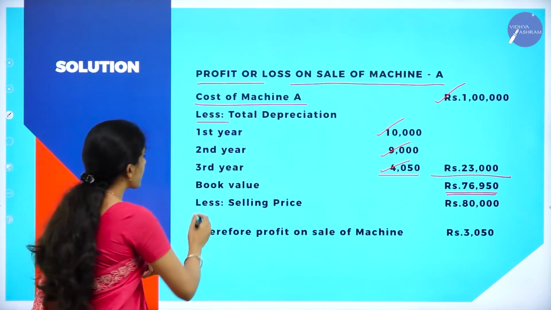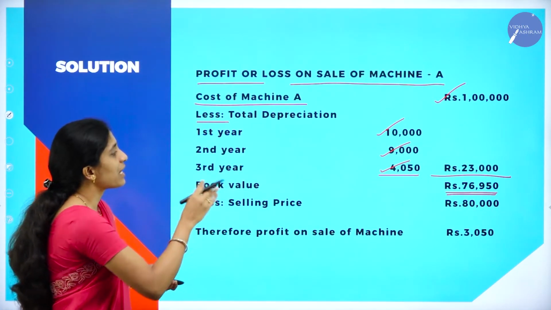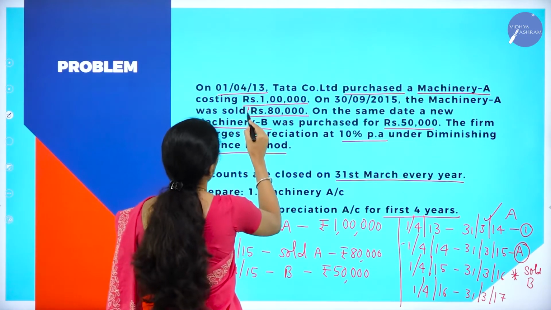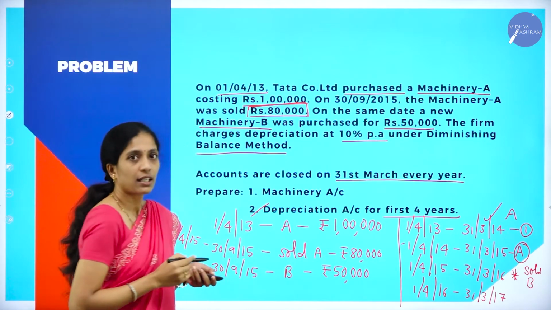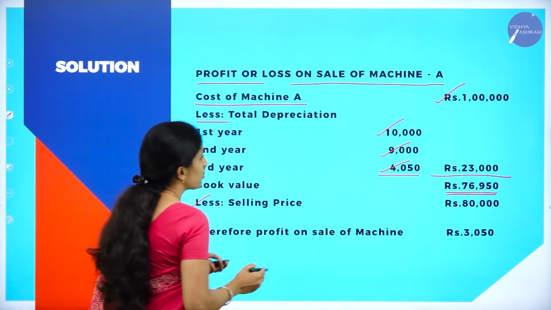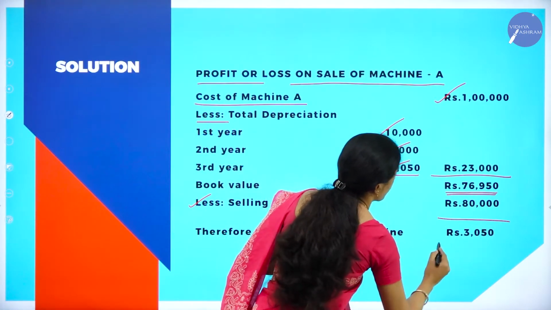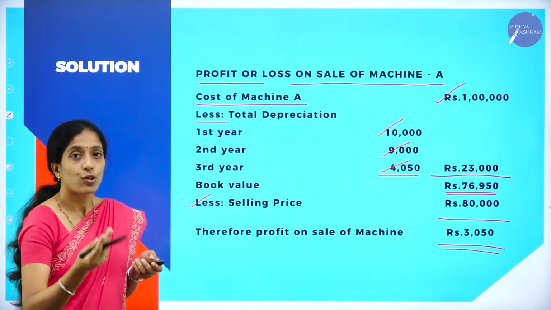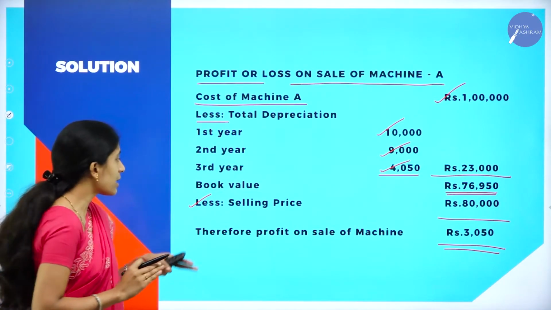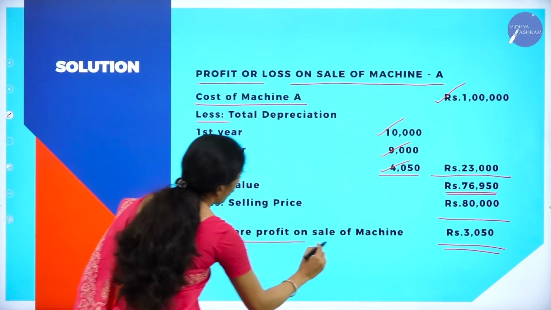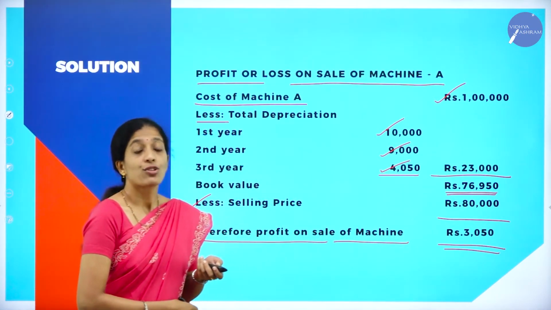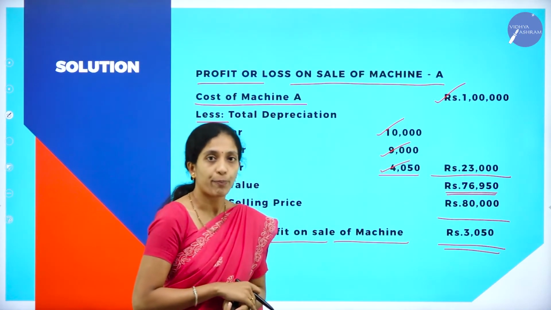76,950. But what was the selling price? The selling price was rupees 80,000. It means the actual value was 76,950, but they have sold it for 80,000. It means profit. So the profit on sale of machine is 3,050.